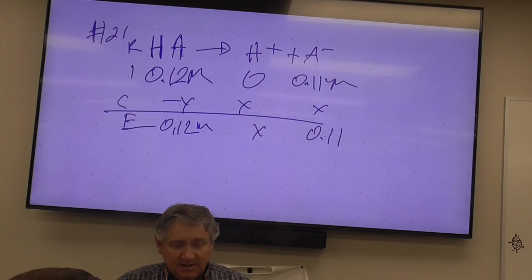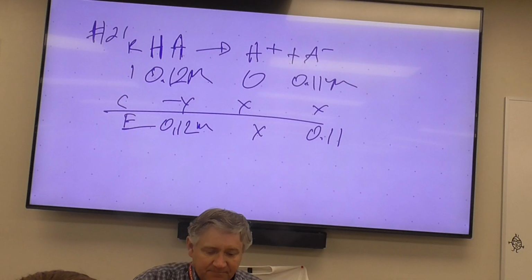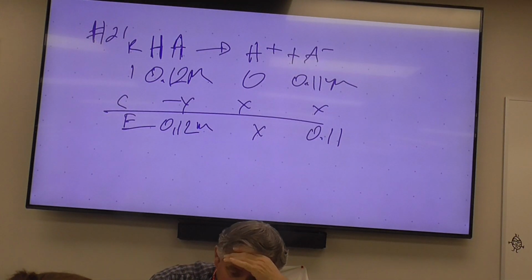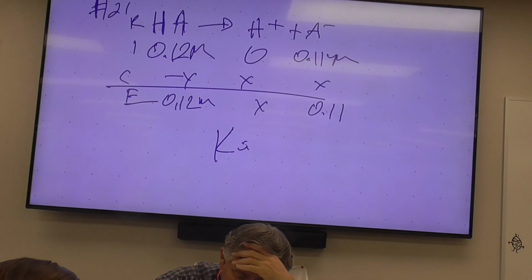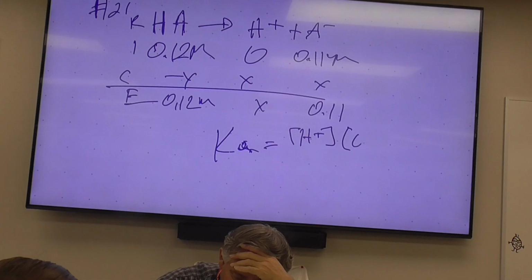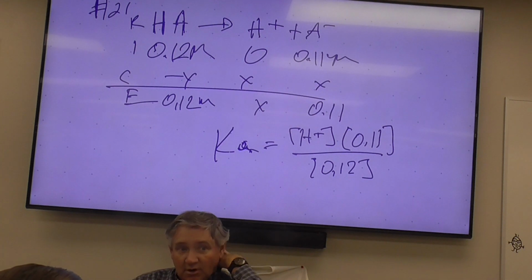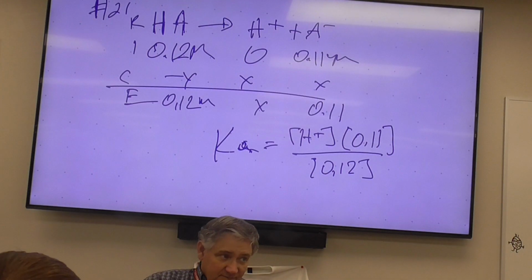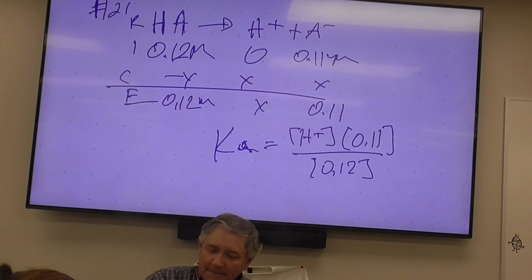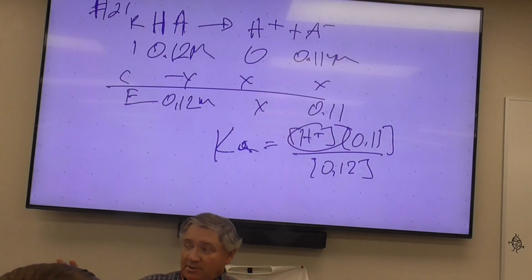Here's your RICE chart, boom: minus x, that's 0, x, x. You assume that nothing really changes, so that's still 0.11, and that becomes x. Now, at this point, you have two choices to make, depending upon how much of an algebra nerd you are. One option is that you look up Ka, and it equals the hydronium ion concentration times 0.11, which is your anion concentration, divided by 0.12, okay? You solve for that hydronium ion concentration, and you take the negative log of that.